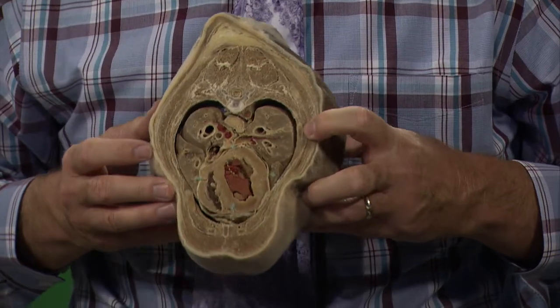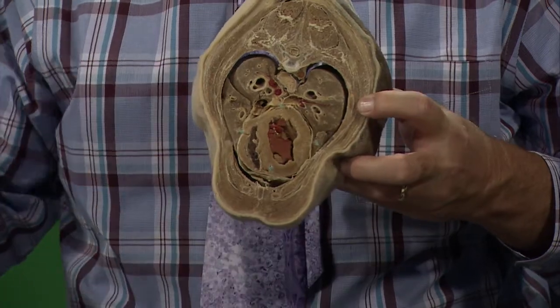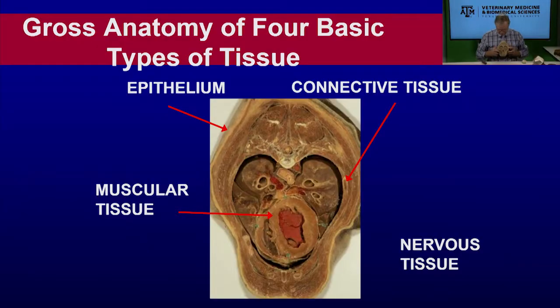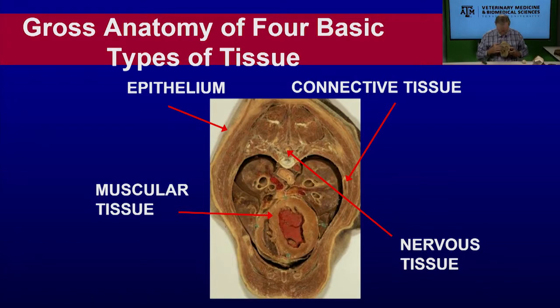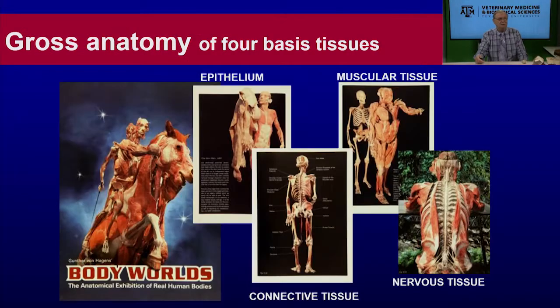There's a bone right there. There's a bone. The bone is connective tissue. Muscle tissue, of course. The heart is muscle tissue, but also we see muscle tissue there as well. And then the spinal cord itself would be nervous tissue, as there's other nervous tissue in there. So those are the four basic types of tissue.